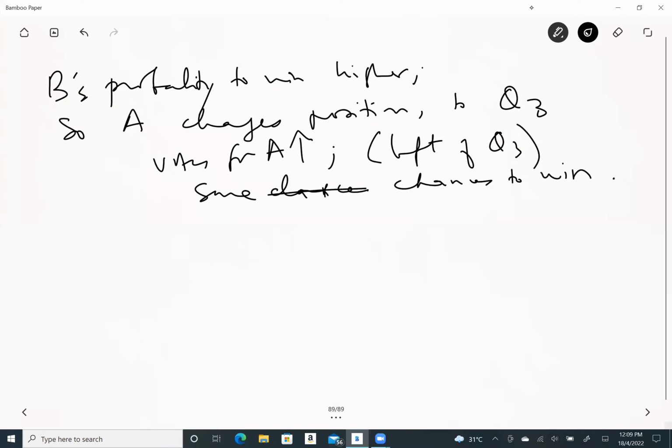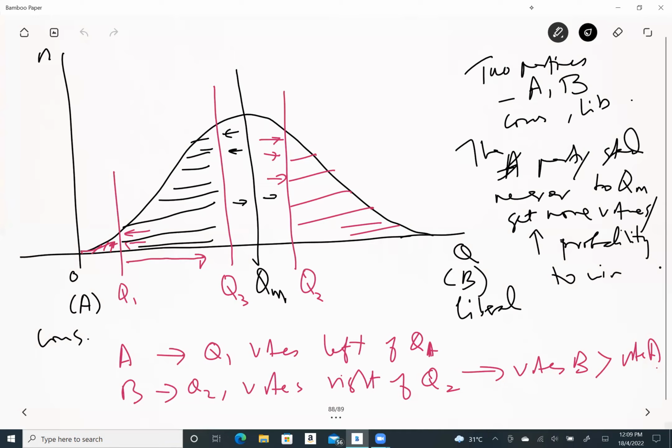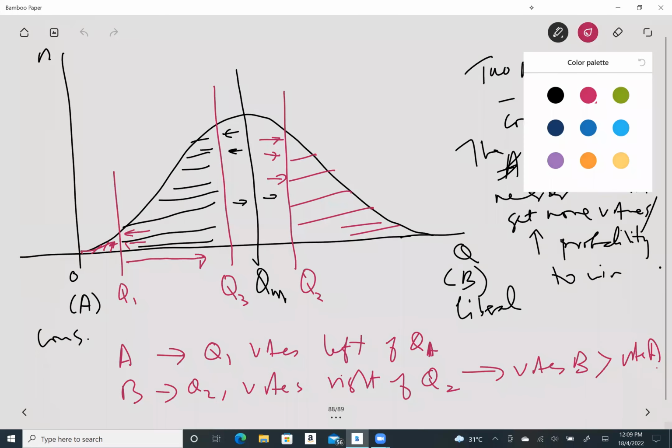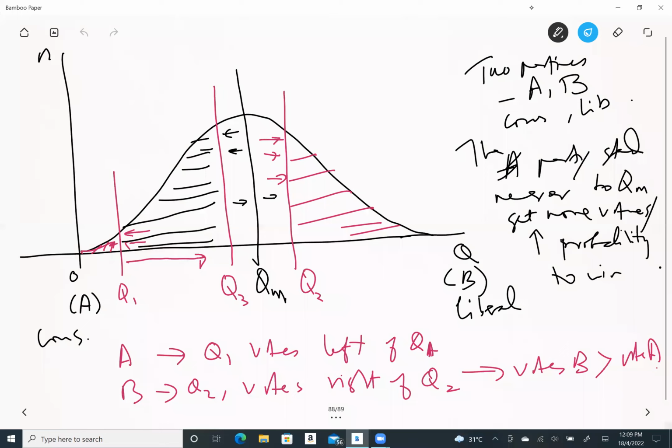So what do we do? Again, you change your position, move nearer to QM. Both will behave that way. You don't have one stupid party and the other party more intelligent. They are both intelligent, and they both want to win the election. So both parties will move toward QM, and both of them will be very, very near.